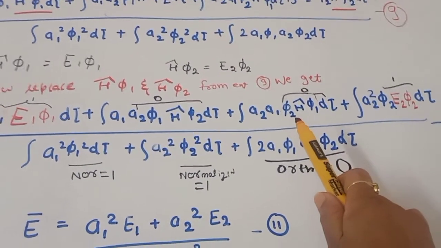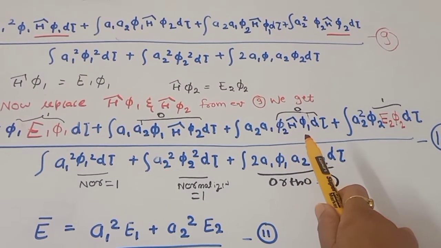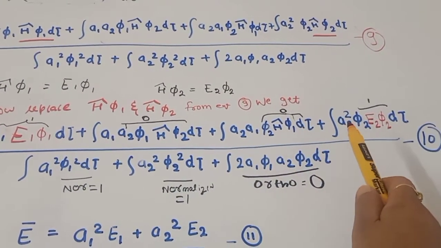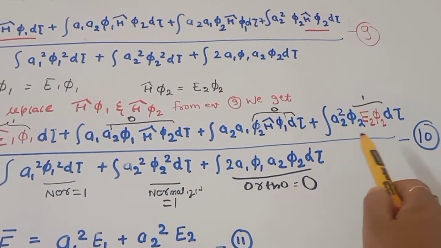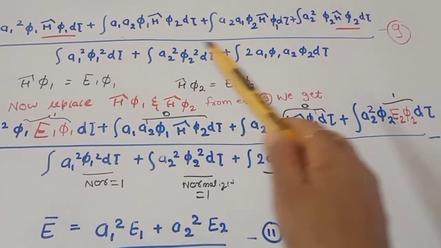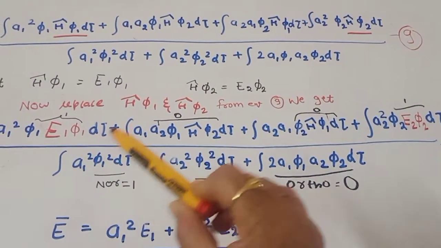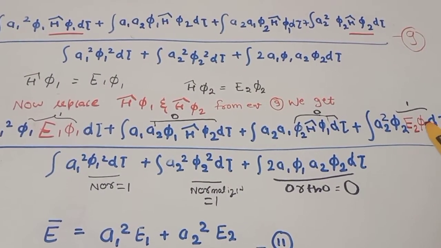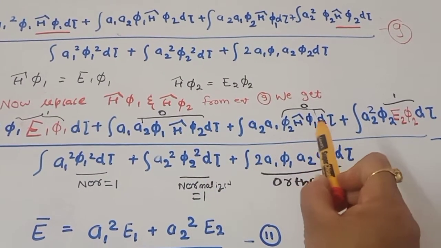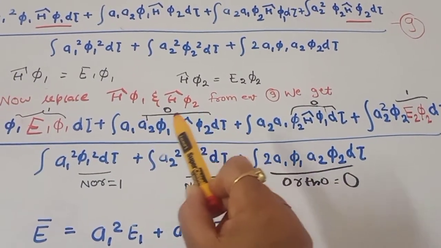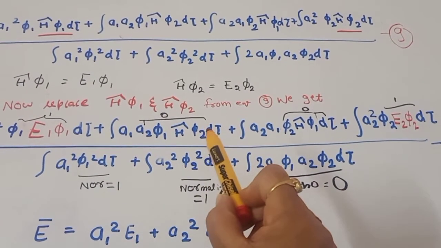Here also this is our phi 2, this is our phi 1. So this term also is 0. Here you see that this is our phi 2, this is our phi 2. So this is our normalized. So the first term and the fourth term in this equation are normalized. We will substitute 1 here, and the second term and the third term are orthogonal. So we will put our 0. When we multiply this term with the 0, the whole term will become 0.